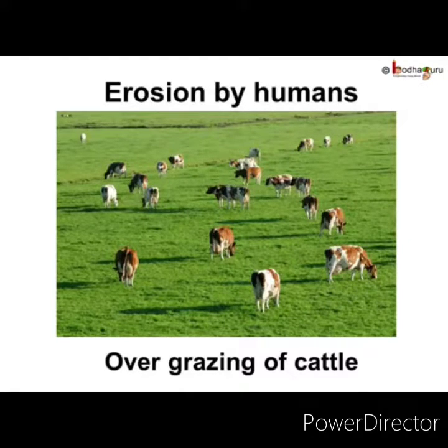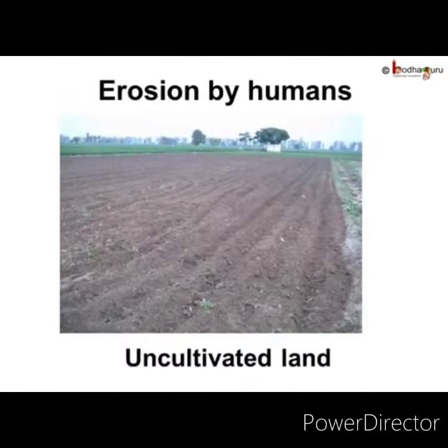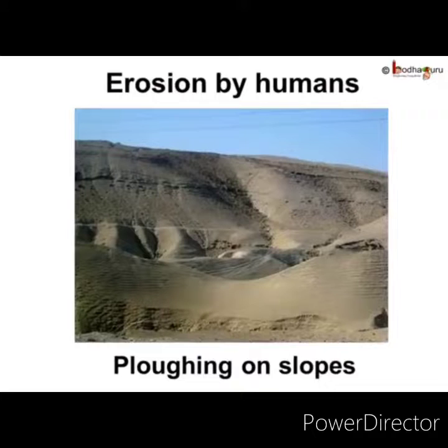Allowing the cattle to overgraze exposes the soil by removing the plant covering. This also leads to soil erosion. If the land is left uncultivated after cutting the crops, the soil gets eroded fast. Plowing the soil on the slopes loosens the soil and it gets carried away by wind or water.